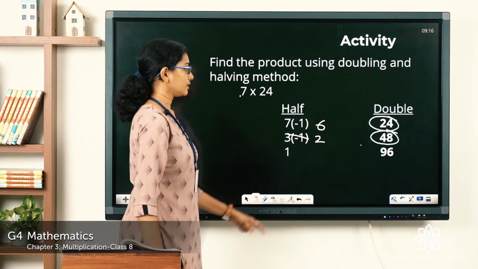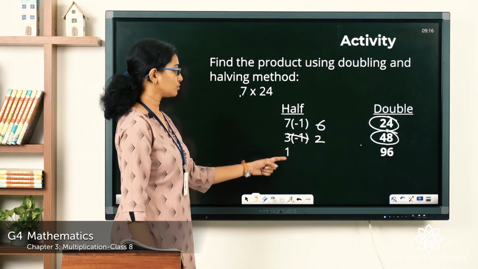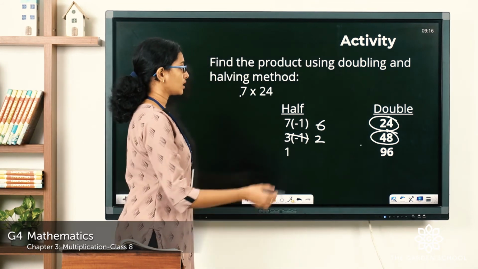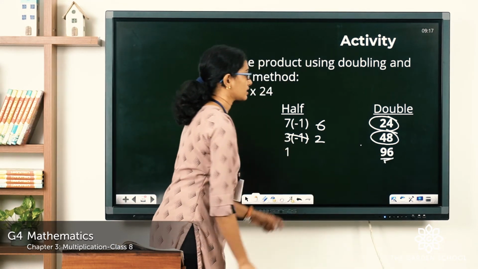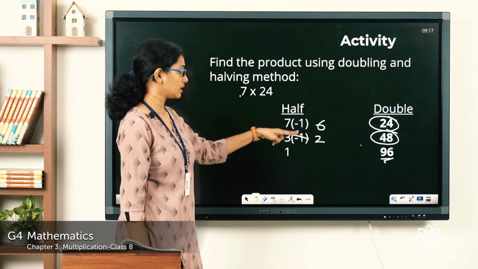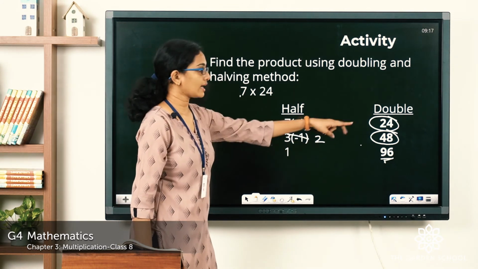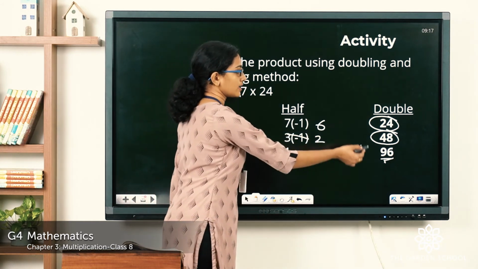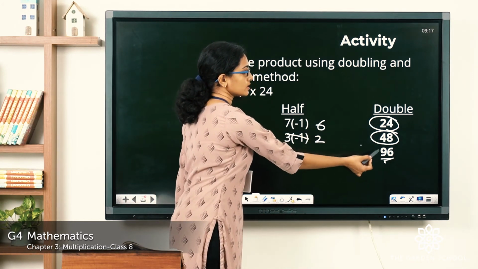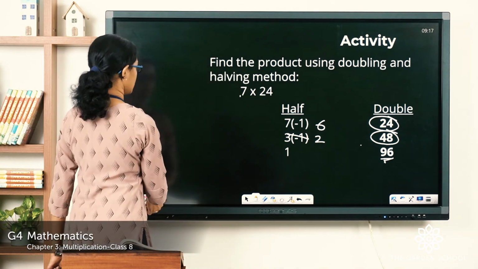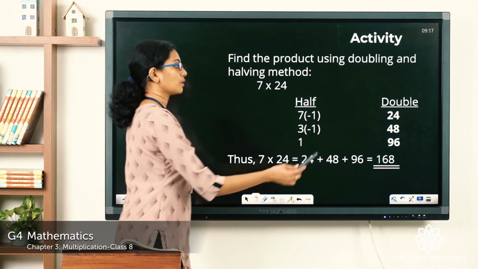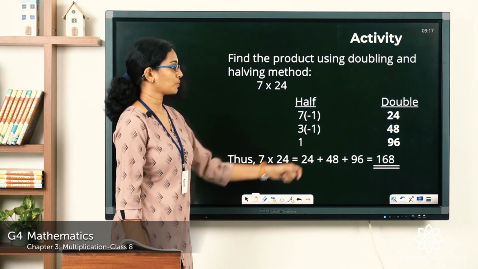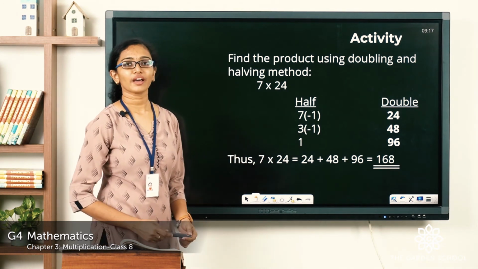Now again we are halving. 2 divided by 2 gives you 1, and doubling 48 gives you 96. Now this is the final number. Since we subtracted 1 in these two cases, we are going to add the multipliers in those two cases with the final number. So what is the final product? It would be 24 plus 48 plus 96, which would be equal to 168. So 7 into 24 is equal to 168. I hope your answer is correct.